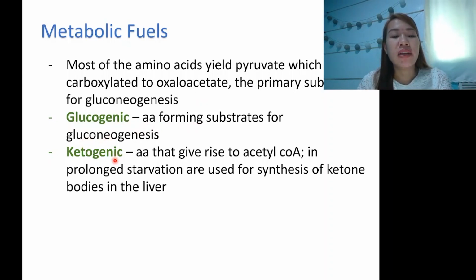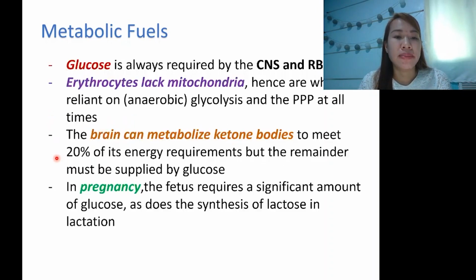When we say ketogenic, there are also amino acids that give rise to acetyl-CoA, such that in prolonged starvation, these are used for synthesis of ketone bodies in the liver. So on this slide, what we are trying to emphasize is amino acids are very important sources or building blocks, because there are amino acids that are glucogenic, which can form glucose, kaya siya glucogenic, while there are amino acids that can form ketones or fat. That's why it's called ketogenic. So that's your assignment. You have to know what are glucogenic amino acids and ketogenic amino acids as well.